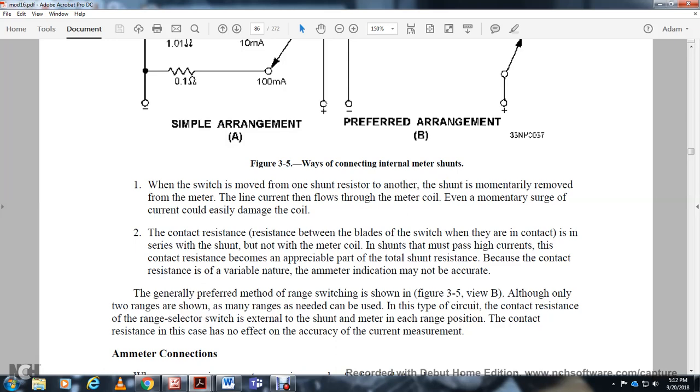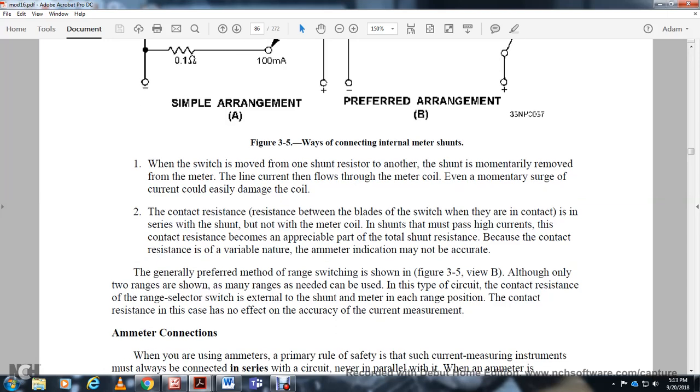Contact resistance between the blade of the switch and the contact, in series with the meter coil and the shunt, must carry the high current. The contact resistance becomes a very appreciable part of the total shunt resistance and is variable in nature, so the ammeter indication may not be accurate.